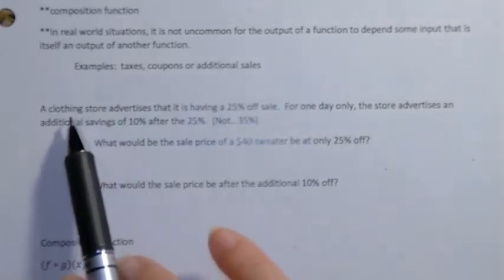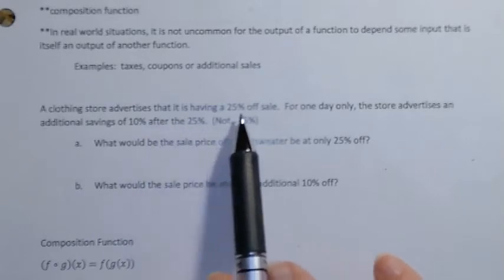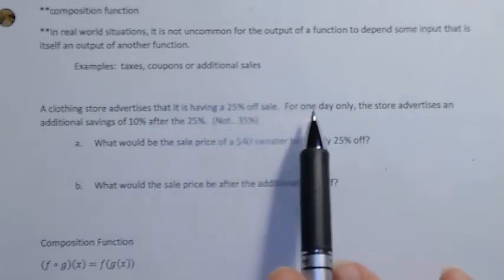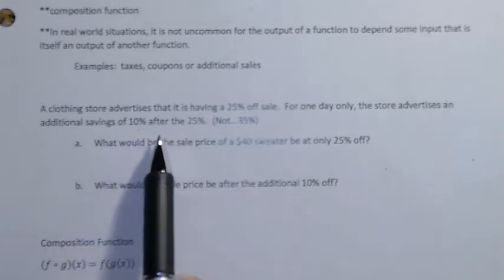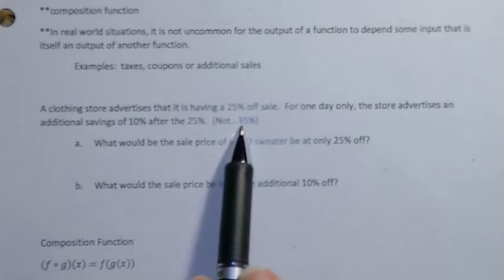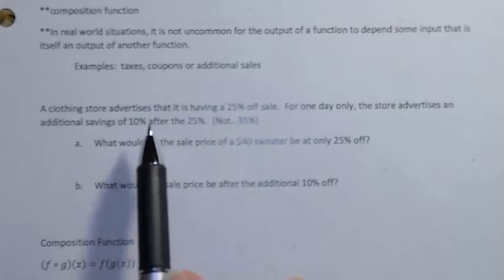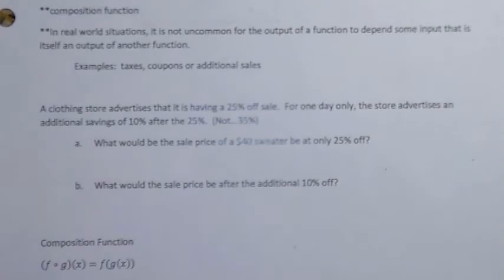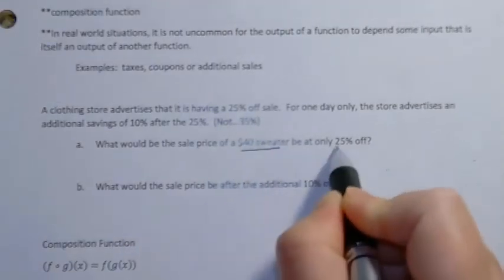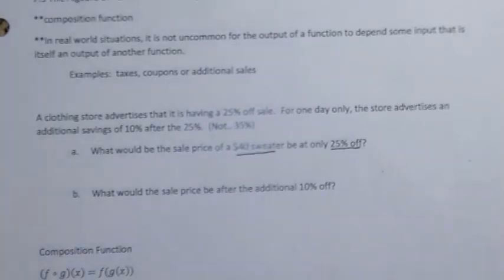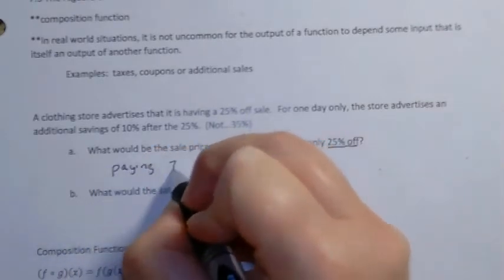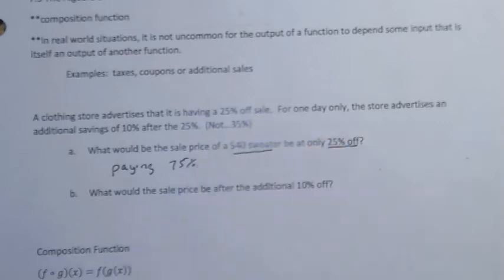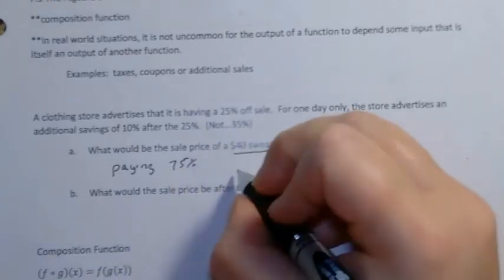So we're going to read through this example here. A clothing store advertises that it's having a 25% off sale. For one day only, the store advertises an additional savings of 10% off. Now, this is not 35% total. What we have to do is first find the sale price. So let's say we're buying a $40 sweater and it's going to be 25% off. Well, the way I think about this is if it's 25% off, then I'm actually paying 75%.